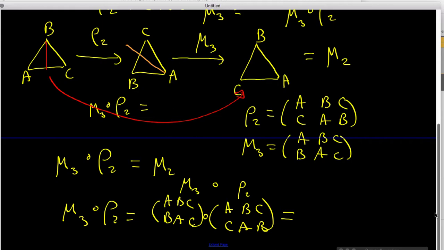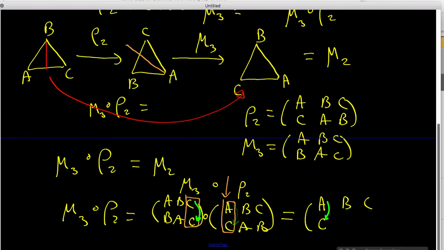Now I am going to be thinking in terms of how do I figure this composition out. It is important to realize this is not matrix multiplication. I'm going to do what I call a tracing algorithm. We're going to start here at A. Row 2 sends A to C, and then mu 3 sends C to C. So the composition sends A to C. And just to make it clear, A goes to C and C goes to A, so A goes to C.